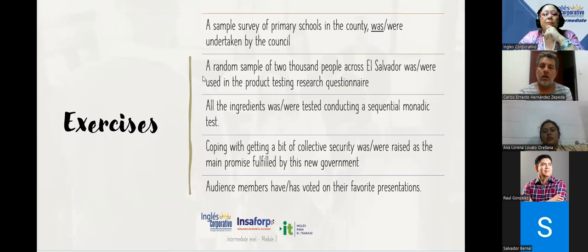I found some samples of 2,000 people across El Salvador was used in the product testing research questionnaire.